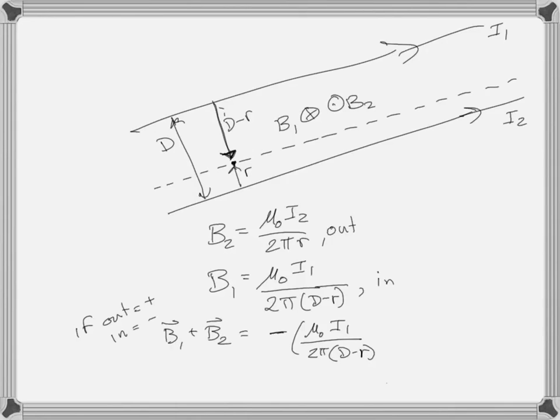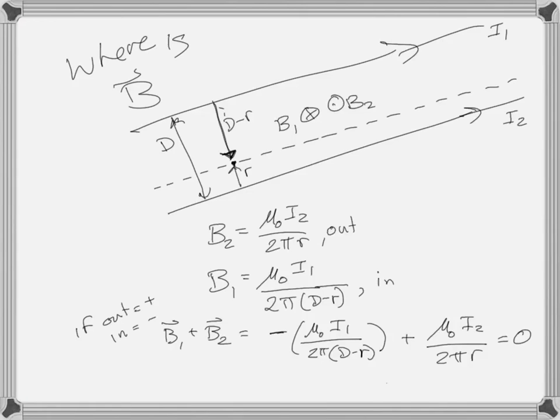This is a positive number. That's the magnitude. But the negative out front tells you it's in the negative direction. B2 is in the positive direction because I defined out as the positive direction, plus mu 0 I2 over 2 pi r. The net field is 0, right? We're asking where B equals 0. So we need to solve this equation to find where B equals 0.